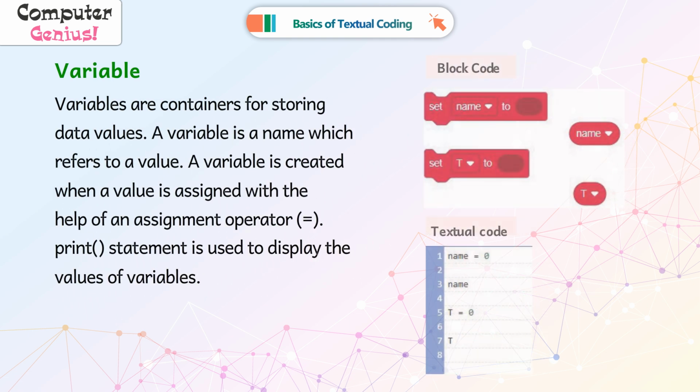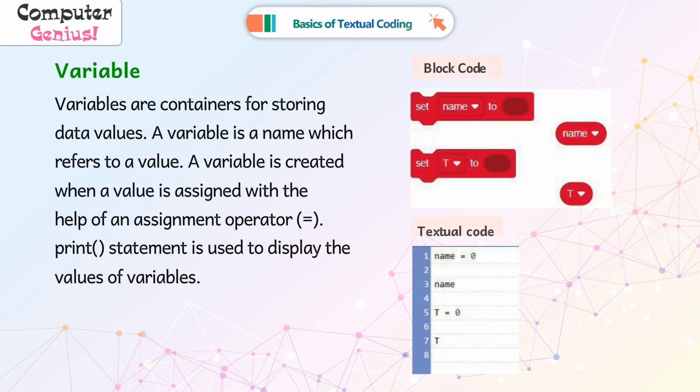Variable. Variables are containers for storing data values. A variable is a name which refers to a value. A variable is created when a value is assigned with the help of an assignment operator. A print statement is used to display the values of variables.